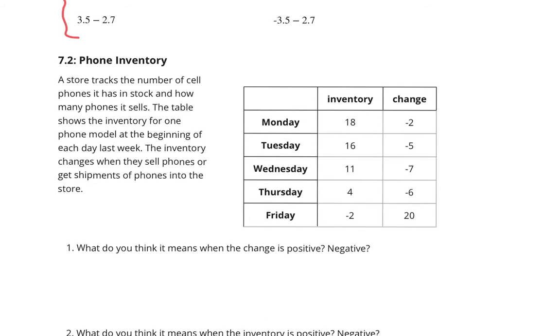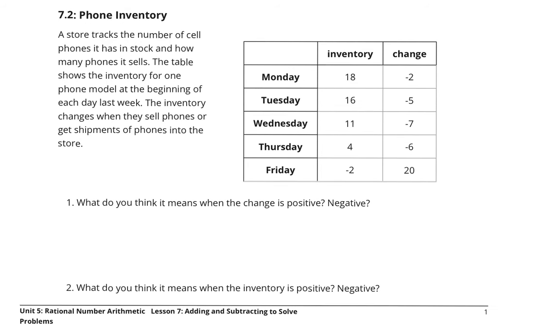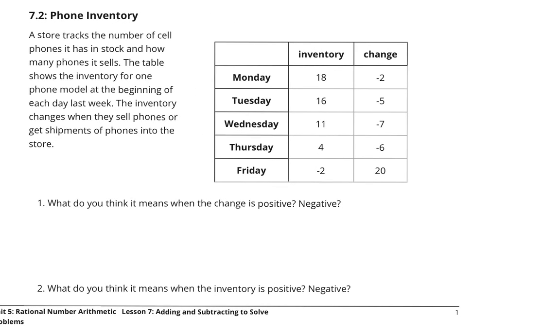Now we're going to do activity 7.2. We're talking about phone inventory. A store tracks the number of cell phones it has in stock and how many phones it sells. This table shows the inventory for one phone model at the beginning of each day last week. The inventory changes when they sell phones or they get shipments of phones into the store.